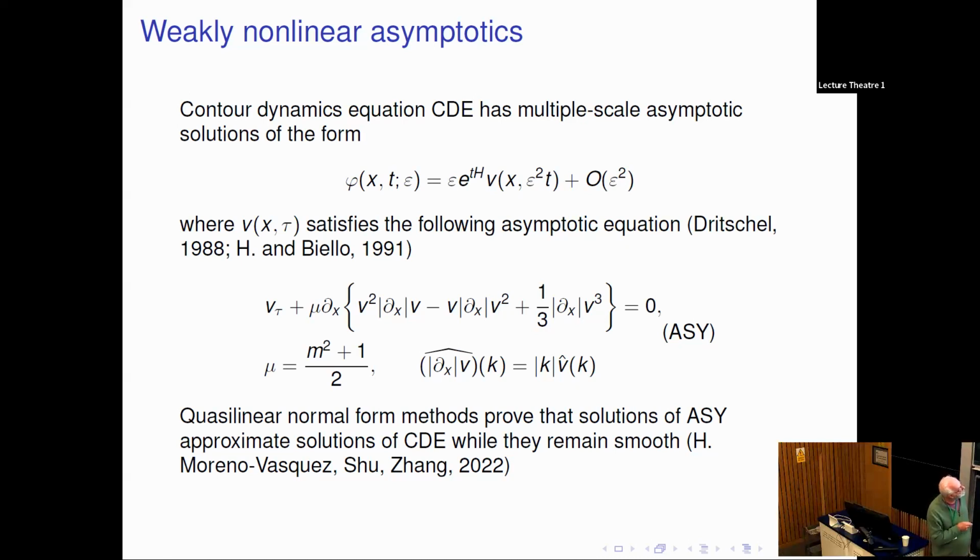So it's a cubic equation. You can see you have these non-local terms in here. Mod d/dx is just multiplication by mod k on the Fourier side, so it's basically a Hilbert transform x derivative.